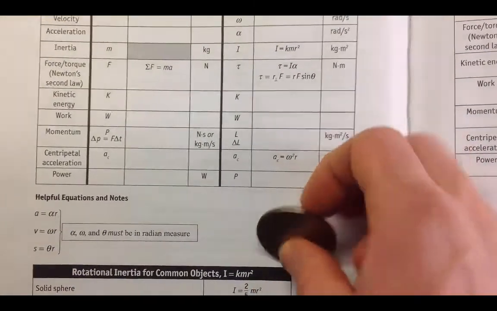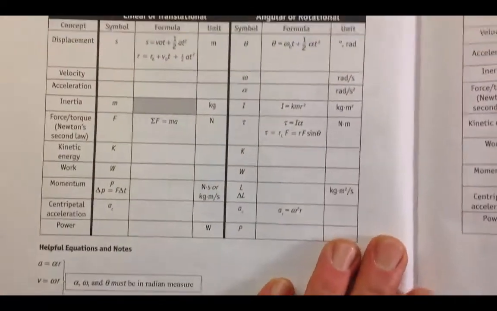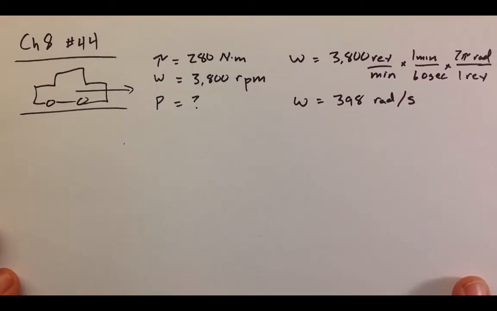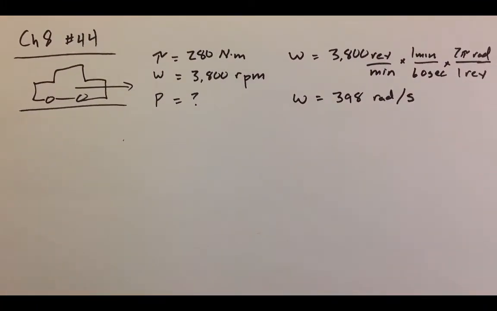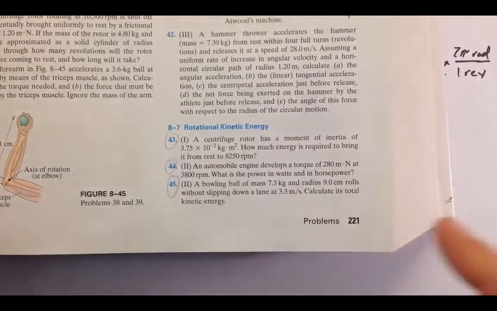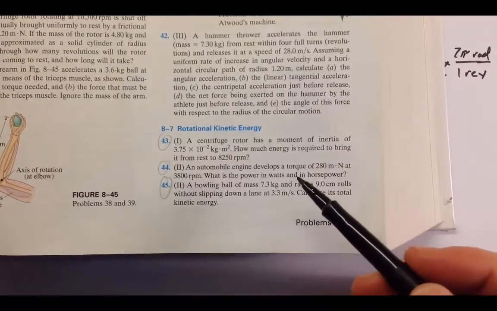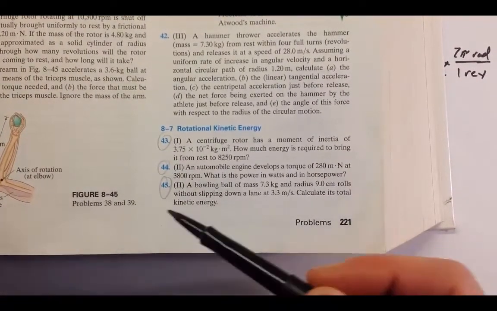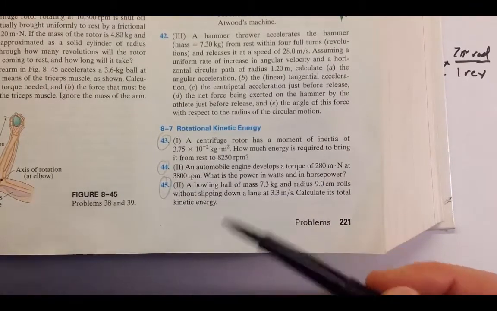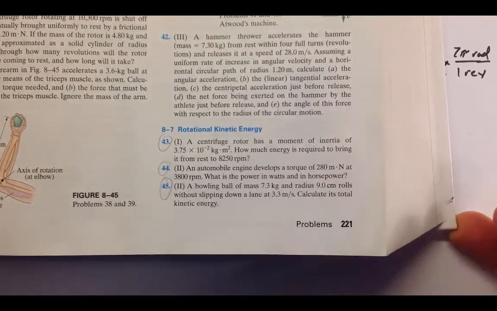So, a couple good sets of equations to keep in mind. And with that, we are going to do a problem here. We're going to do Chapter 8, number 44, as an example problem of calculating energies and power and work. So, question 44 says, an automobile engine develops a torque of 280 Newton meters at 3,800 RPMs. What is the power output of the engine in watts and horsepower?